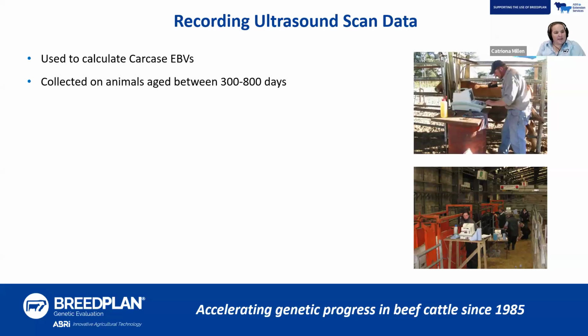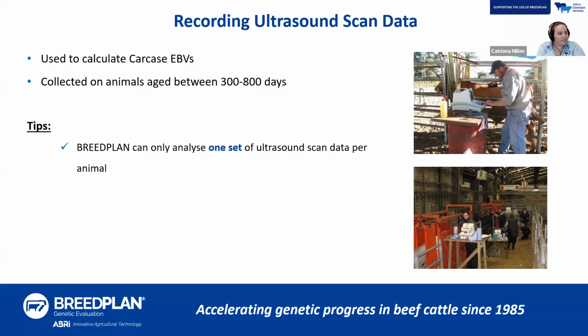Okay, 18 months to 2-year-old is also when we do our ultrasound scan data, and we use these to calculate our carcass EBVs, and those are collected on animals aged between 300 and 800 days. Most people, at least here in Australia, do them as rising 2-year-olds. We can only analyse one set of ultrasound scan data per animal. So often we will see people will get a scanner out to do everything, and then also get the animals rescanned at the point of sale for information for their sale catalogues. We're only going to analyse the first set of data that we receive.